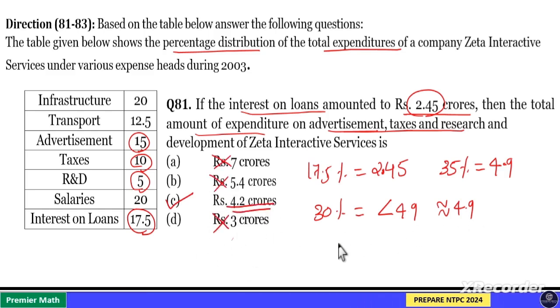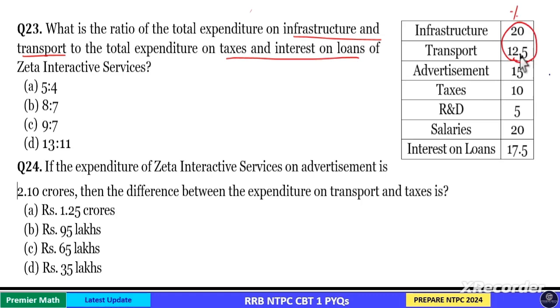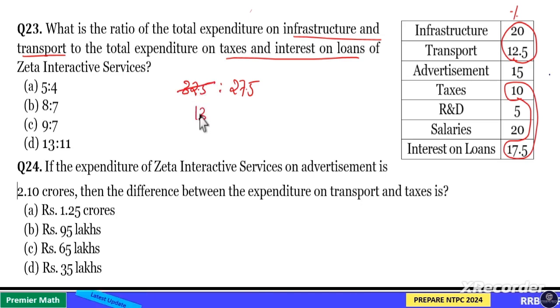Option C, 4.2. What is the ratio of total expenditure on infrastructure and transport to the total expenditure on taxes and interest on loans of services? Here, infrastructure and transport is 20 plus 12.5, 32.5, and taxes and interest on loans is 10 plus 17.5, 27.5. 25 goes 12 times in 300, 13 times in 325, and 25 goes 8 times in 200 and 3 times in 75, so 11 times in 275. Option D is your answer.